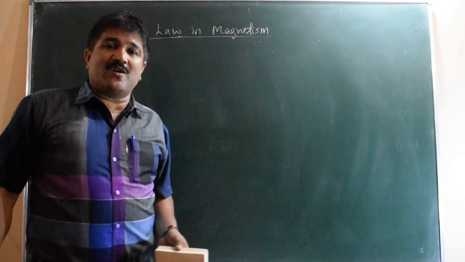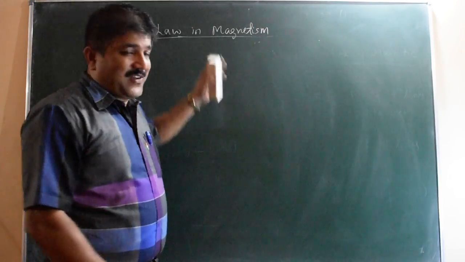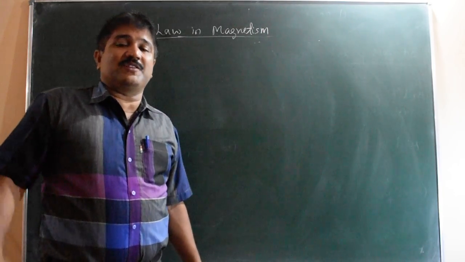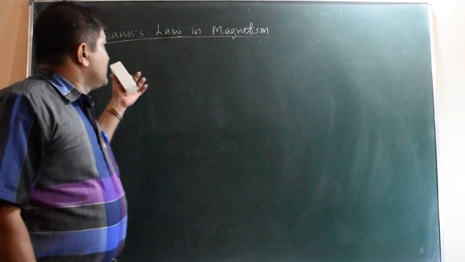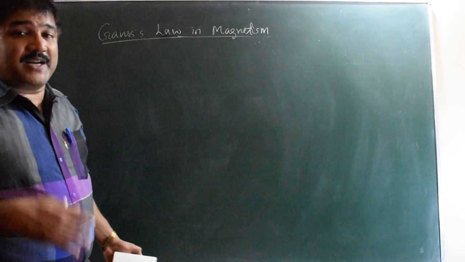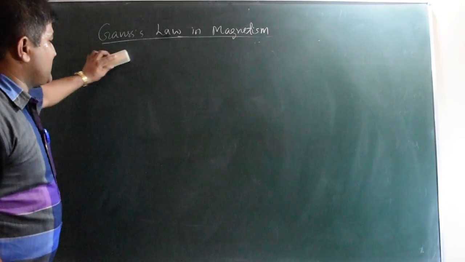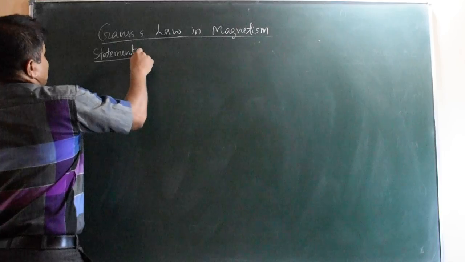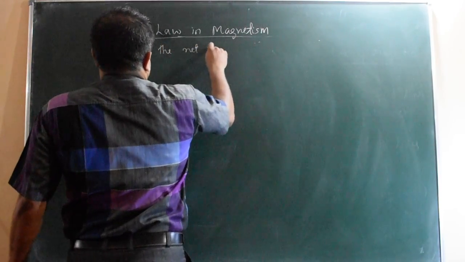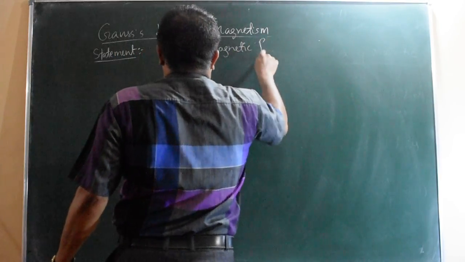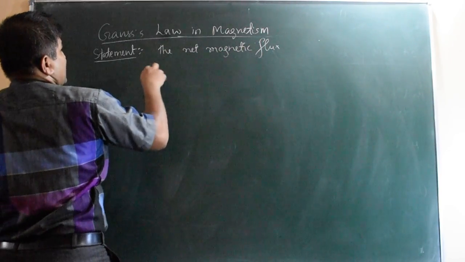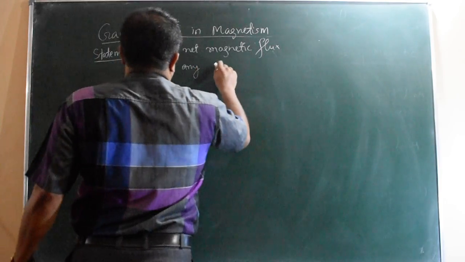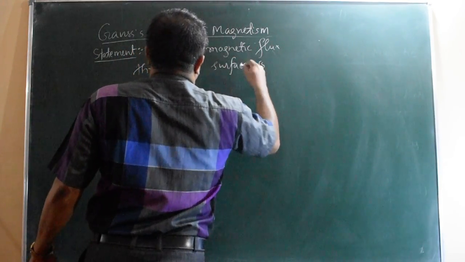Now here in magnetism, the Gauss law is also telling about the magnetic flux. In electrostatics, the Gauss law says about electric flux relation with the charge enclosed by the body, whereas Gauss law in magnetism says about the magnetic flux linked to a body. So what is the statement of Gauss law in magnetism? State and explain: the net magnetic flux through any closed surface is equal to 0.